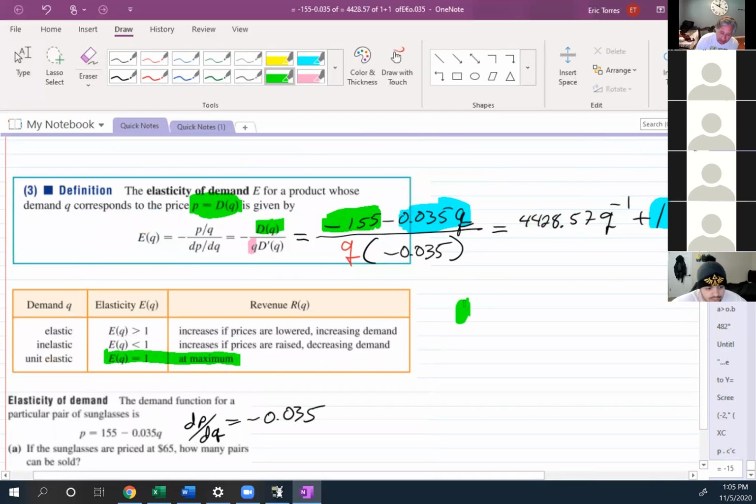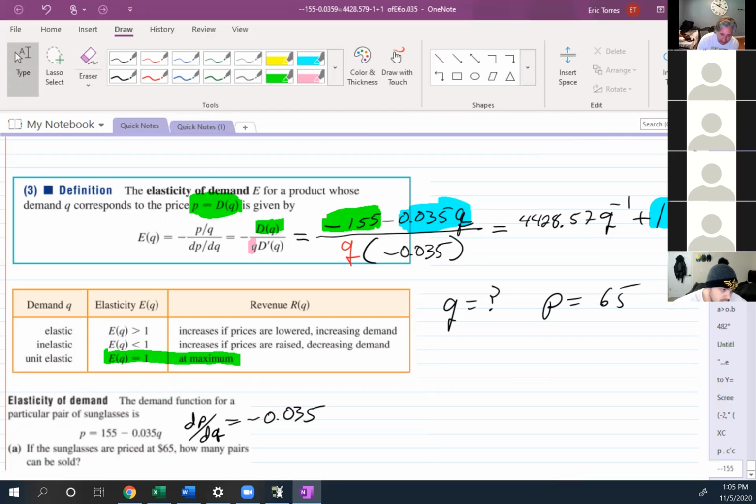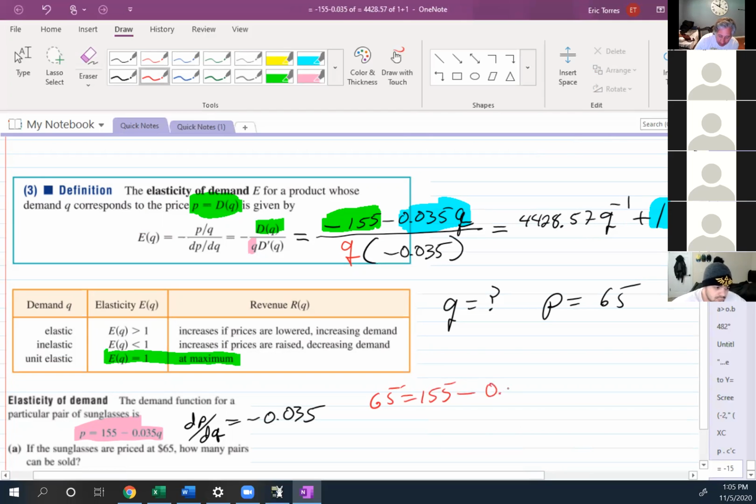So the question is, what is Q when P is 65? Then I can plug it in. So that's part A, and I do that pretty straightforwardly. I take that formula, let's color code this, plug in 65 for P. 65 equals 155 minus 0.035Q. And I'm going to solve for Q.